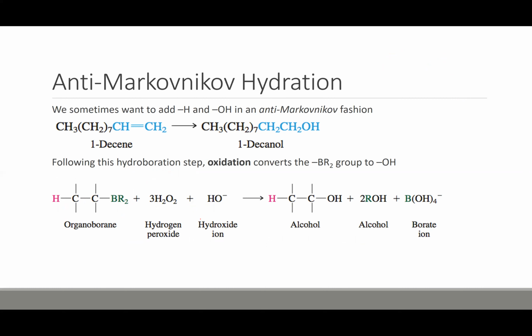then we add hydrogen peroxide to form an alcohol where the BR2 group once was. So this is called an oxidation step, and it converts our BR2 to an OH. Ultimately, this again leaves us with an alcohol where the OH is on the least substituted group and the H is on the most substituted group.